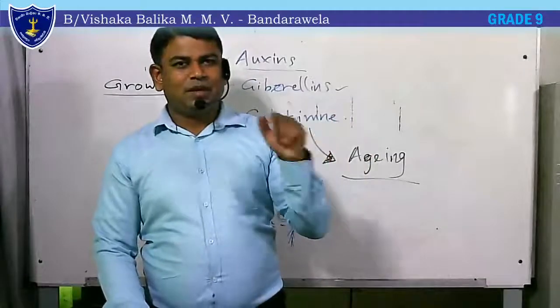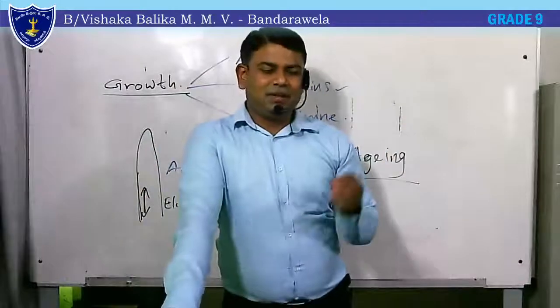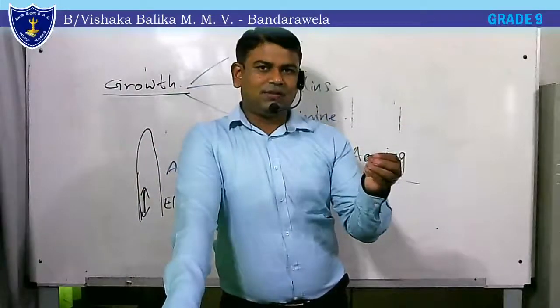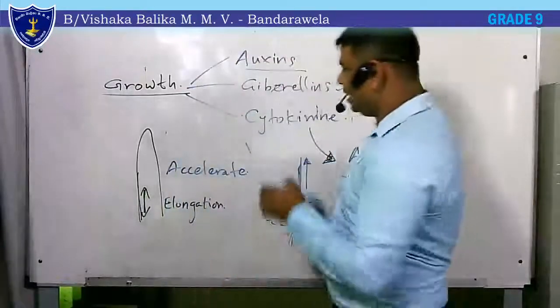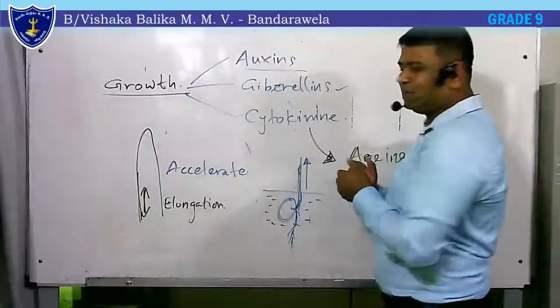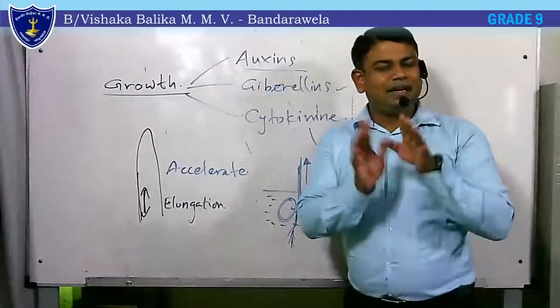Also, if the flowers are dropping early, before they mature into a fruit, if the young fruits are falling from a plant, if we can artificially secrete or spray the cytokinin, we can delay that.